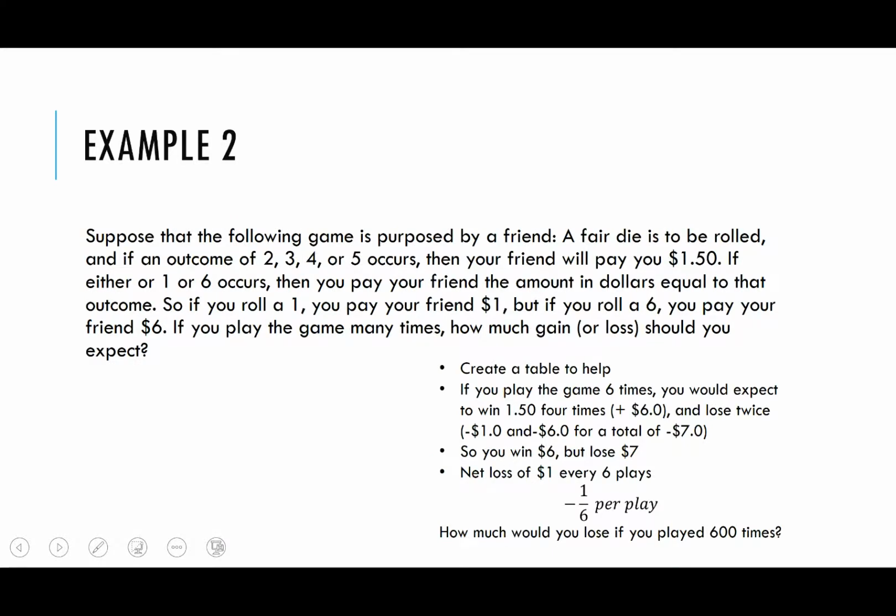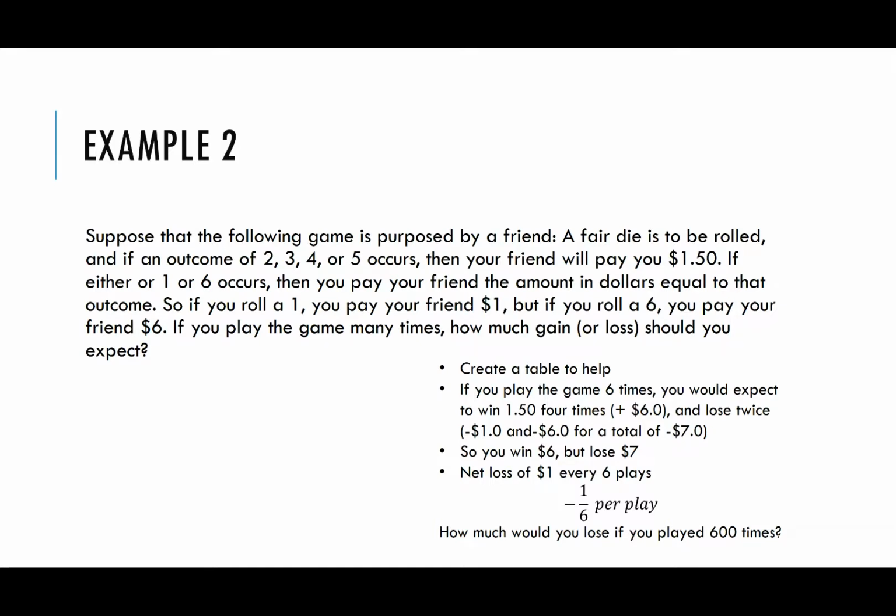So example 2, suppose that the following game is proposed by a friend. A fair die is to be rolled, and if an outcome of 2, 3, 4, 5 occurs, then your friend will pay you $1.50. If either a 1 or 6 occurs, then you pay your friend the amount in dollars equal to that outcome. So if you roll a 1, you pay your friend $1. If you roll a 6, you pay your friend $6. If you play the game many times, how much gain or loss should you expect?